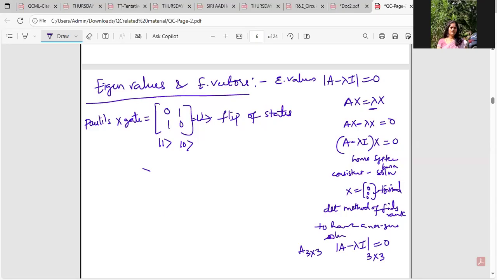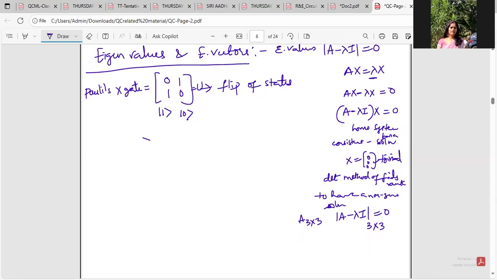Now, if this order is less, means what? If the determinant goes to 0, then all the minors of order 2 by 2 or 1 by 1 will be there.